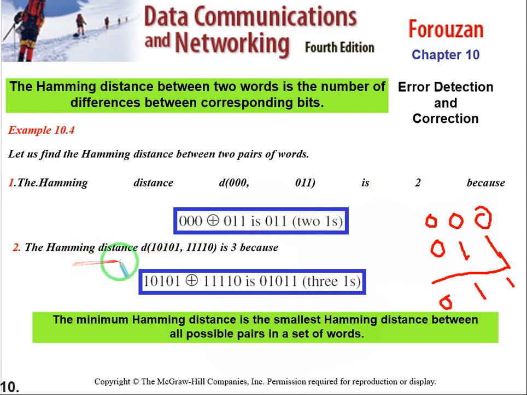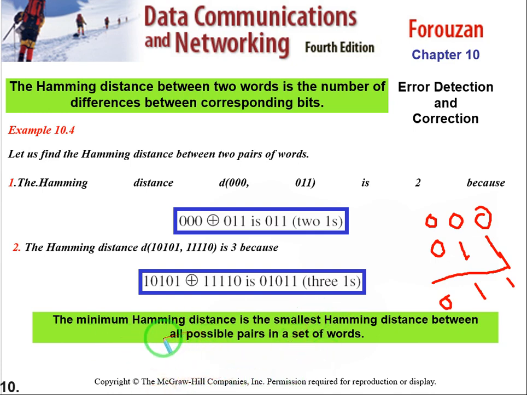Let's come to another. The Hamming distance between 10101 and 11110 is 3. How is it? Now you can see. 1 and 0, the result will be 1. Then 0 and 1, the result will be 1. Then 1 and 1, the result will be 0. Then 0 and 1, the result will be 1, and 1 and 1 is 0. So how many ones do we have after the XOR operations? 1, 1, 1, so 3 ones. So the Hamming distance will be 3. Okay, this is a simple method to find the Hamming distance.